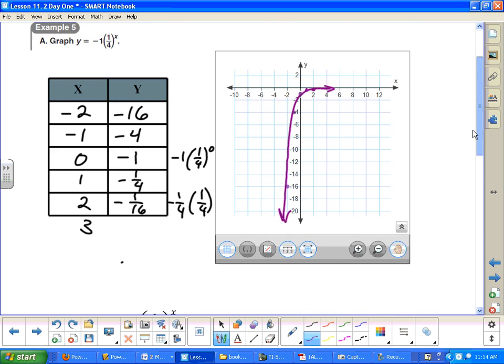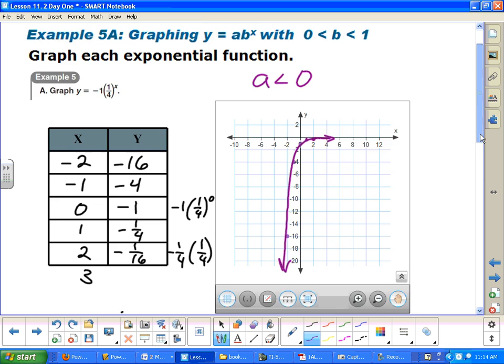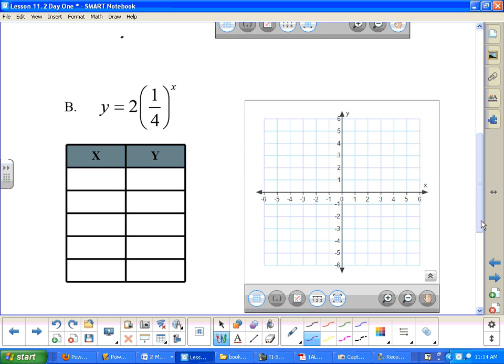So this one had B between 0 and 1, and A was negative, so A less than 0 here. And then here we've got A. So in this case, A is greater than 0. Okay? So whenever A is less than 0, your graph better be where? Okay, in the negatives, below the x-axis. If A is greater than 0, all my answers are going to be positive, so above the x-axis. So remember that. There's a couple of little hints for you then.